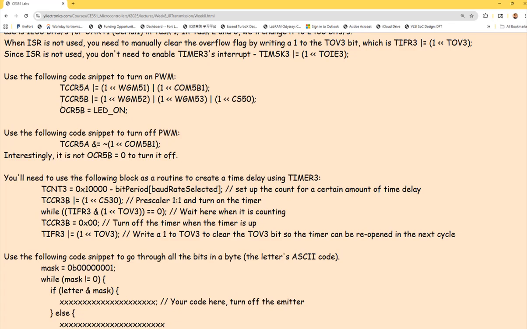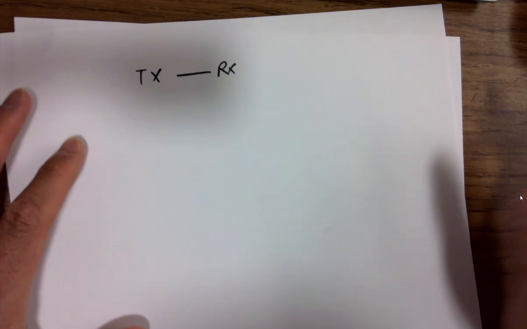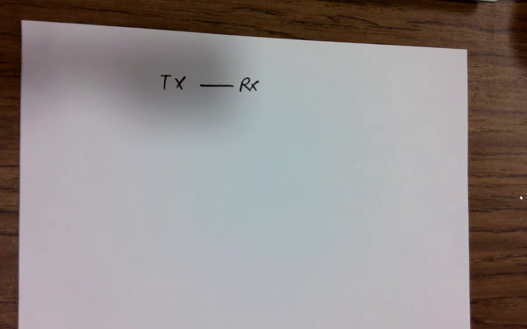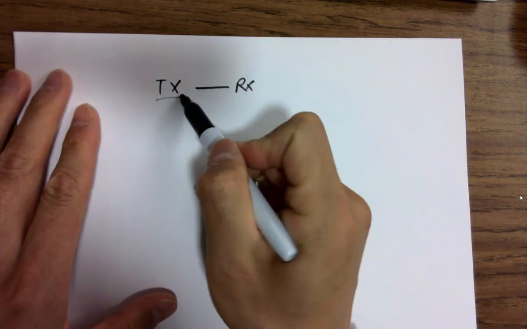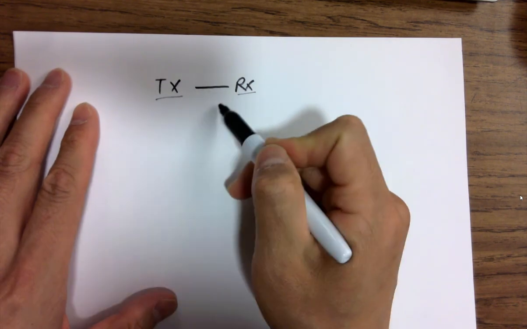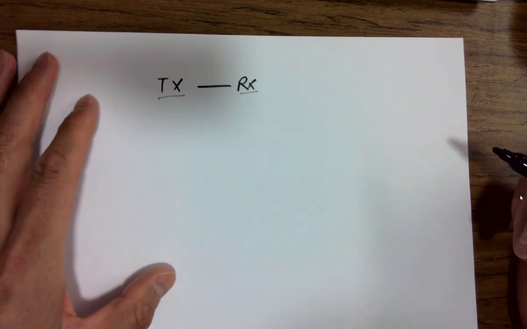Pulls it down. What's the difference? I mean, just one line, right? TX is shorted to RX. What's the difference? Physically, they are shorted together. If TX pulls it down, RX is going to sense that 0 volts, right?